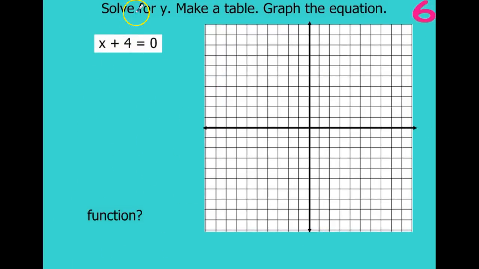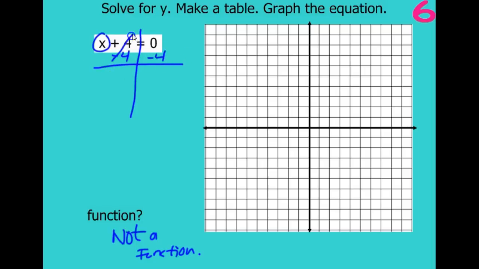And then this last one, solve for y. Well, you guys, there's no y in here. So right away I know this is not a function, but I still need to graph it. So instead of solving for y, we're just going to have to instead solve for x. So subtract 4. So x equals -4.